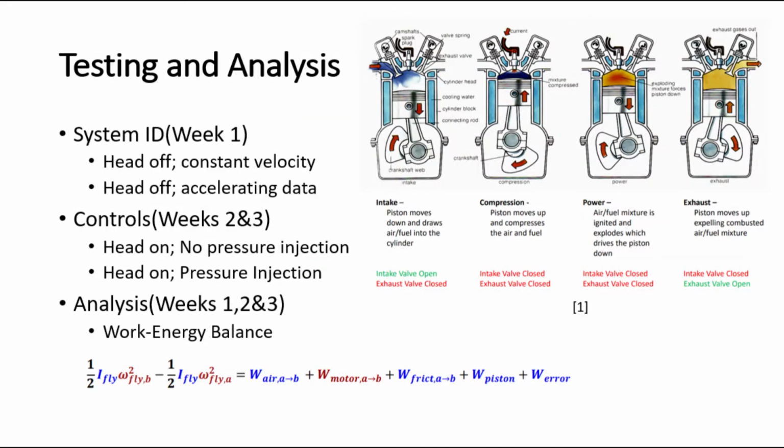Week 1 of the lab consisted of system ID. Weeks 2 and 3 validated the model under 2 different conditions. Lastly, week 3 also optimized the engine performance with pressure injection timing. All the experimental analysis was performed with the work energy balance.